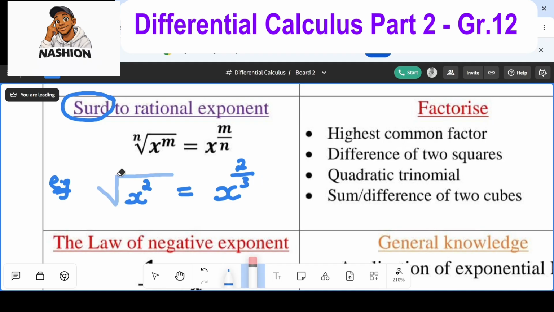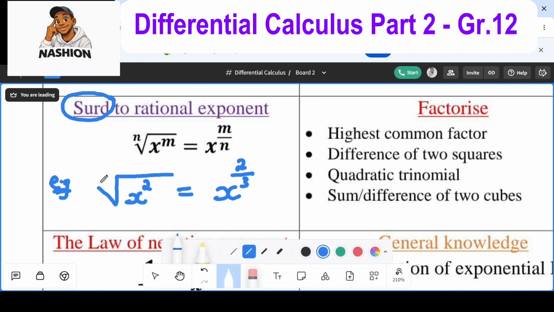What if nothing is written here? If nothing is written here, we always assume the number is 2. So in that case, it's going to end up as 2 over 2. So cube root of x squared, x to the power 2 over 3.